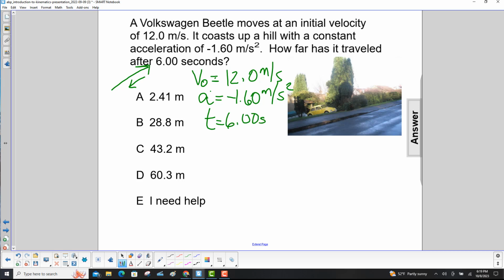So in this case, we want to find a distance. So we want to find x. That's what we're trying to find. And we're going to say we start at x0 equals 0. We're always free to say that.